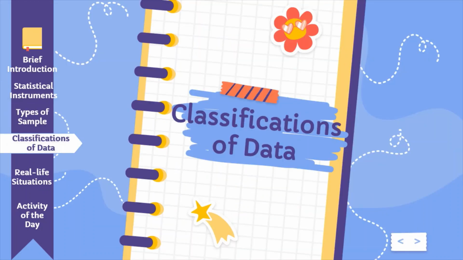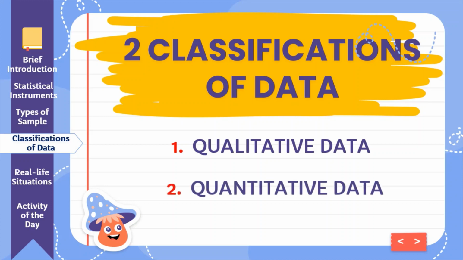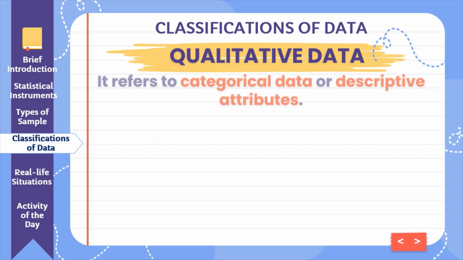Okay, classifications of data. Two classifications: qualitative and quantitative data. Pag sinabi pong qualitative, refers to categorical data or descriptive attributes. Ibig sabihin yung description niya, kung ano masasabi mo niya, ano ba yung nakikita mo. That is quality. Quality po kasi siya, qualitative. Maganda ba siya? Pangit ba siya? Or okay ba yan? Hindi.